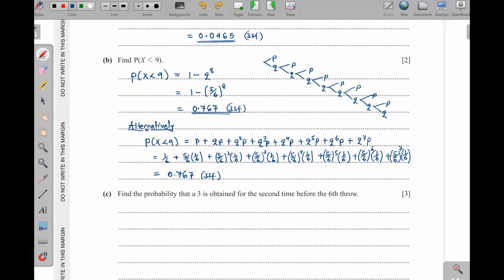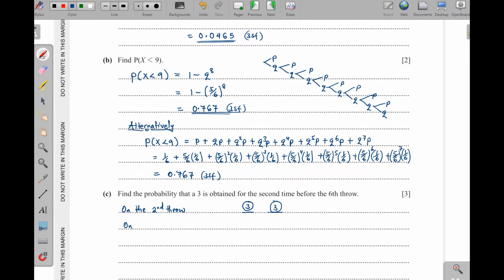Then part B, find the probability that a 3 is obtained for the second time before the 6th throw. Before the 6th throw. Now we are going to consider many cases here, okay? Number 1, it can be obtained on the second throw. So we are having 1, 2, so you have a 3 here, and you also get a 3 here.